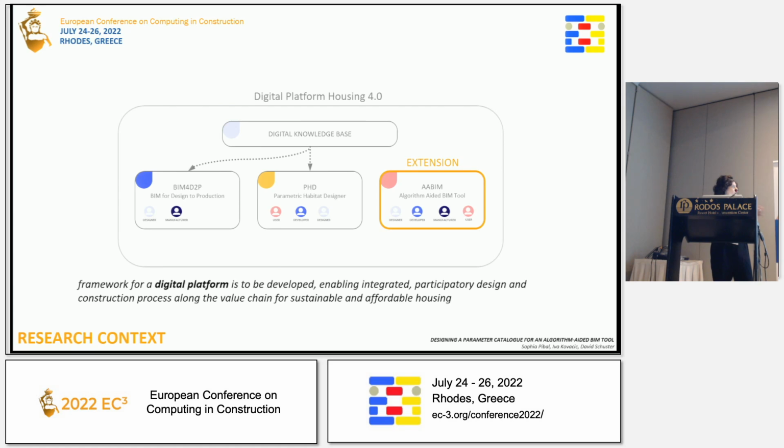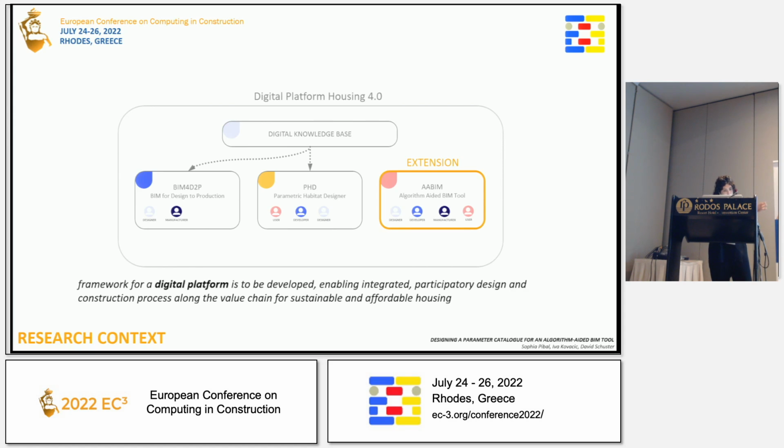And to my research context, the work that I'm presenting today is part of a funded research project that I'm currently working on, which is called Housing 4.0, a digital platform for Housing 4.0, which inherits a digital knowledge base and also two components already, and which is a framework of a digital platform enabling integrated participatory design and construction processes along the value chain, and also for different stakeholders. So we are trying to involve not only planners or manufacturers, but also the users per se, and thus for sustainable and affordable housing in this context.